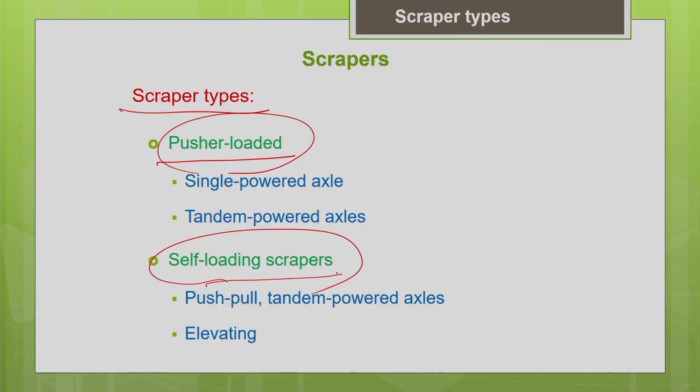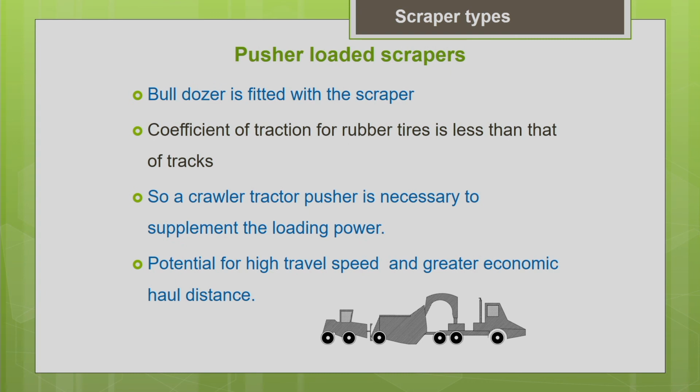We can classify the pusher loaded into single powered axle and tandem powered axle. We are going to discuss that in the upcoming slides. Similarly, self-loading also has different types: push-pull and elevating. We are going to discuss all these types of scrapers in detail in the upcoming slides. So now first let us see what are pusher loaded scrapers.